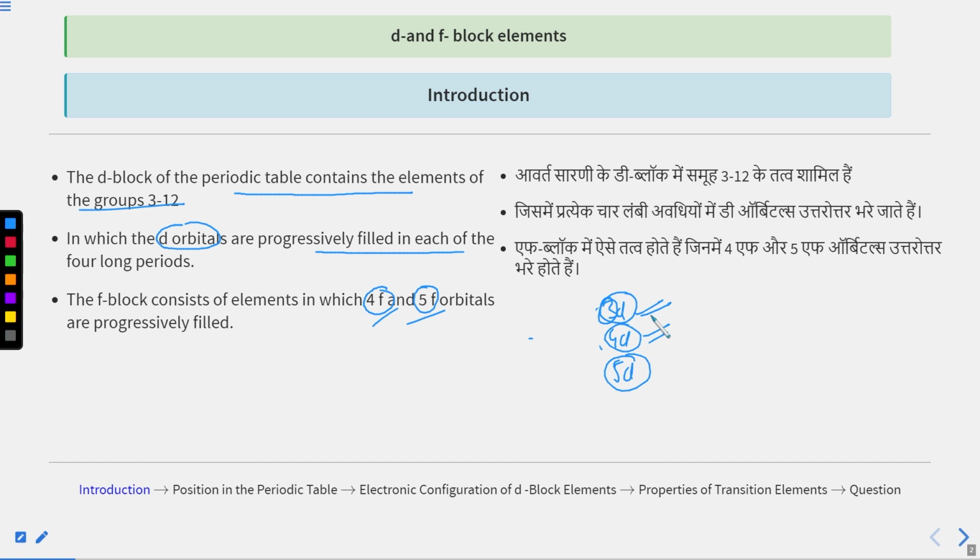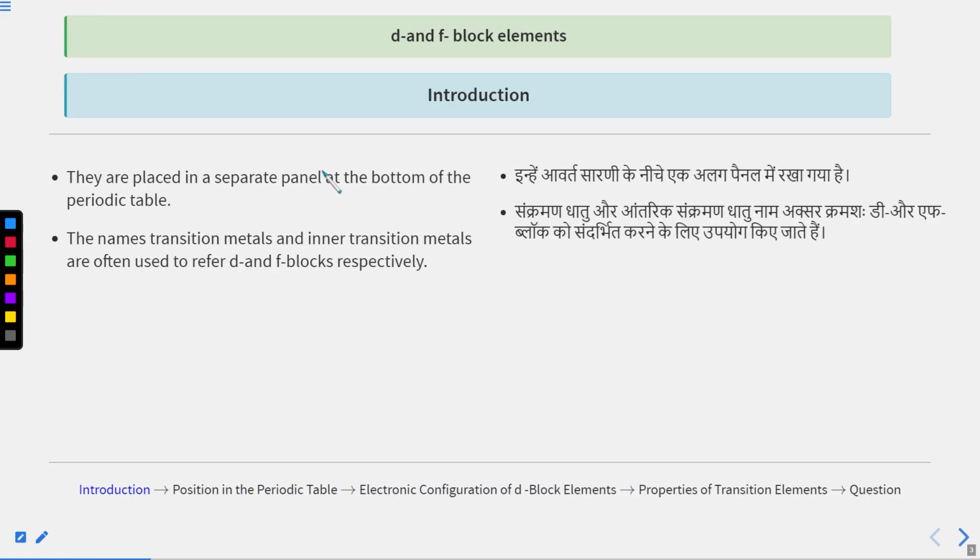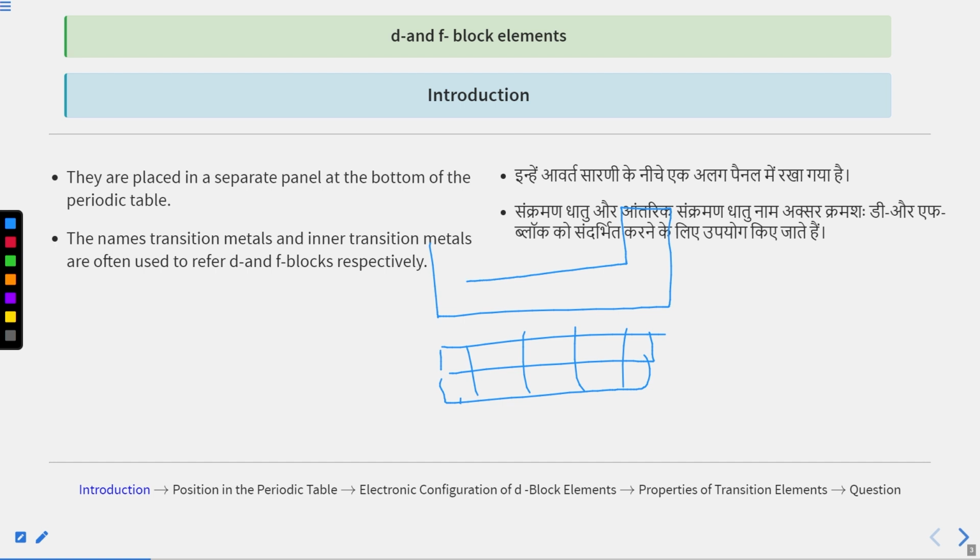Now this is about 3d, 4d, and 5d series. But if you talk about the position of the f block elements, they are placed in the bottom panels. So there are two panels here. We have our periodic table in this fashion, right? If you remember, this kind of shape is seen, and the bottom two panels have our f block elements.